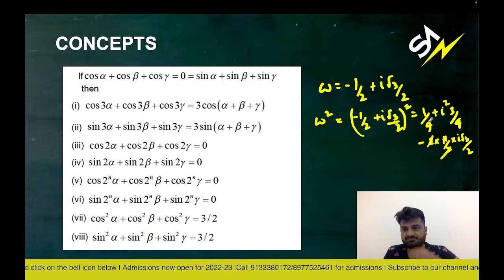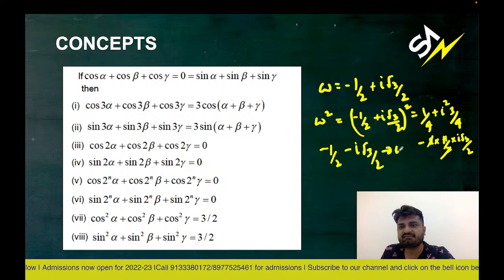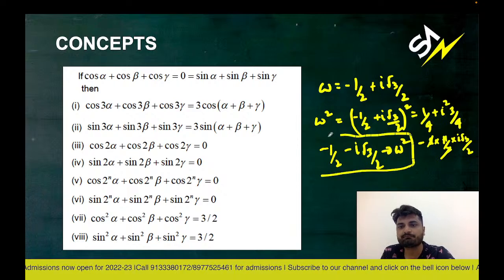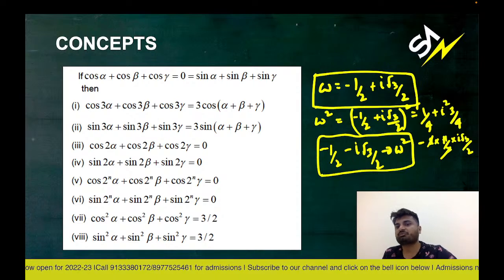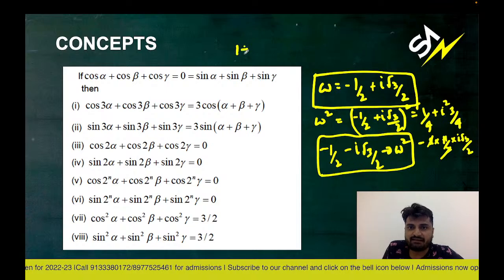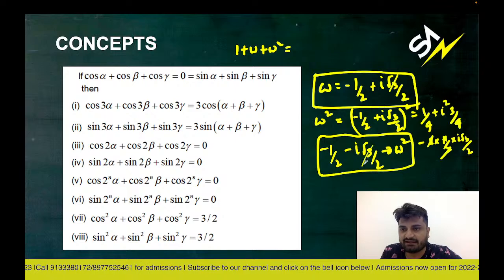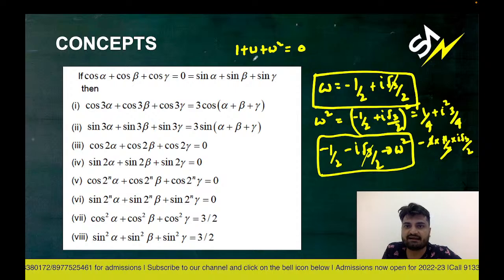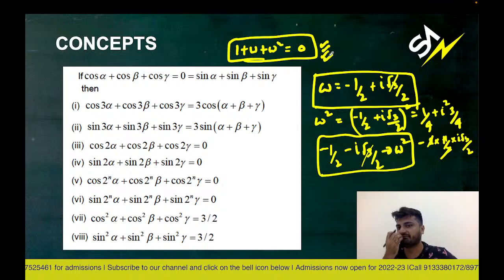So if you do this, i square is minus 1. 1 by 4 minus 3 by 4 is minus 1 by 2, minus i root 3 by 2. So this is the value of omega square, guys. Omega value is this, omega square value is this. If you add them up, what is 1 plus omega plus omega square? This and this will get cancelled. Minus half and minus half is minus 1. 1 minus 1, we will get 0. That is why the sum of cube roots of unity is 0.